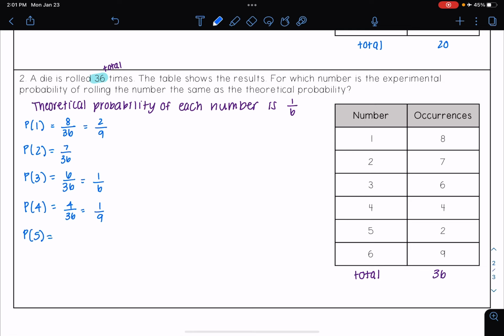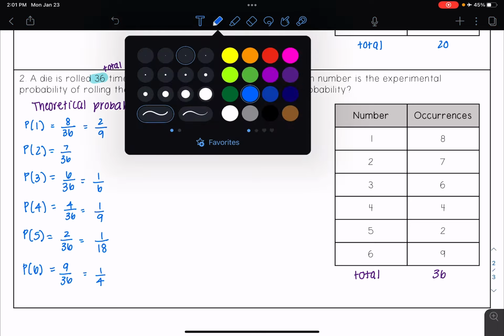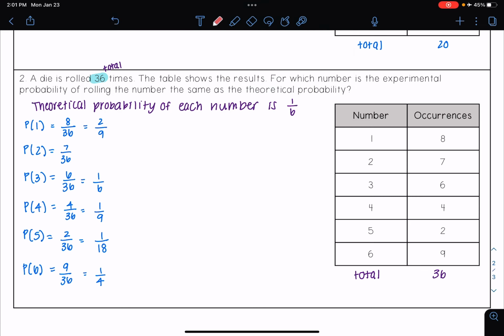Probability of landing a 5, number of occurrences of 5 is 2 over 36, which simplifies to 1/18. And probability of landing a 6, according to our trial, we land on 6 9 times, and that simplifies to 1/4. Seeing which one is equal to the theoretical probability, that is going to be landing on a 3.